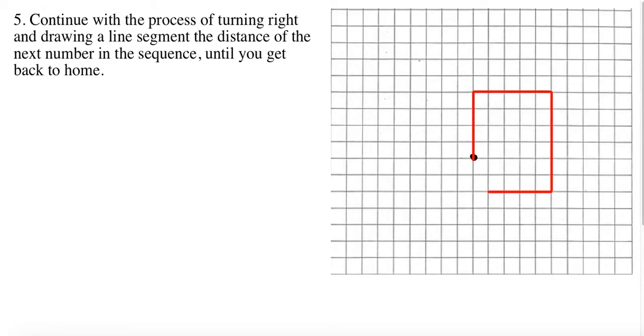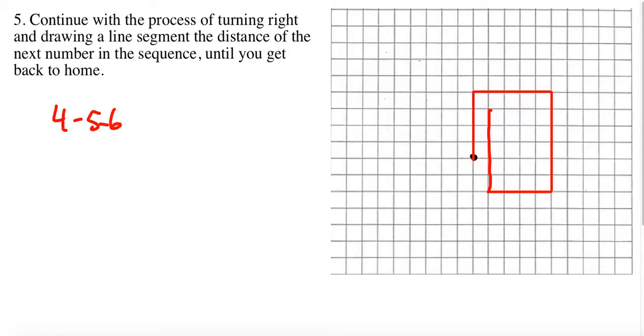Now what you want to do is to continue with this process of turning right and drawing the sequences. So we have 4, 5, 6. We've gone 4 up, 5 to the right, 6 down, 4 to the left. So then we'll need to continue with 1, 2, 3, 4, 5. And then we're going to continue with 6 going this direction. Now, it's okay to go through your original lines. That's totally fine. And you want to continue doing this until you get back home.